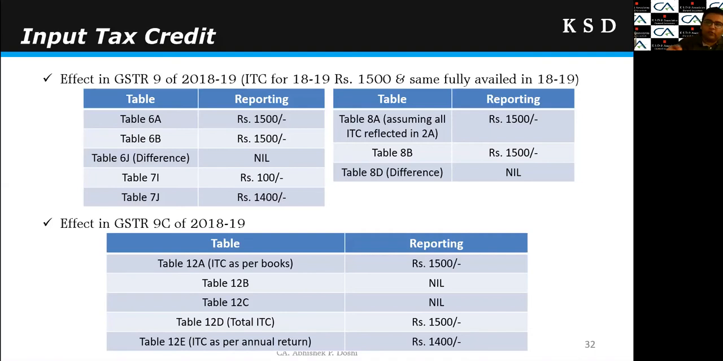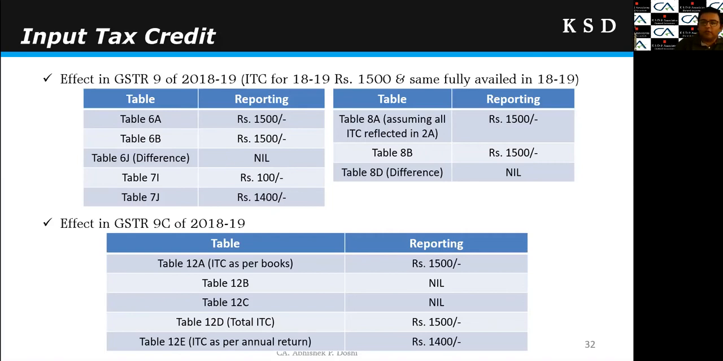But here the issue will arise in the case of GSTR 9C, table 12, right? Let's see. In table 12A, ITC as per books is 1500, right? Tables 12B and 12C are for the ITC adjustments of the previous year done in the current year, or ITC adjustments of the current year done in the next year. But 12B and 12C talk only about the ITC. They don't talk about the ITC reversal, right? So there is no scope for reporting the ITC reversal in 12B and 12C.